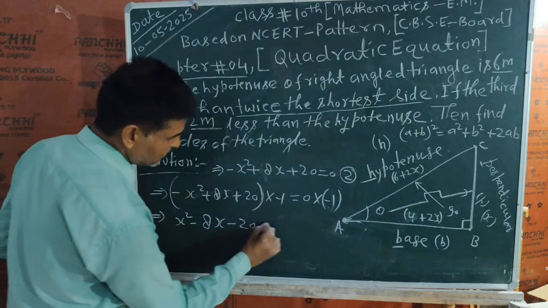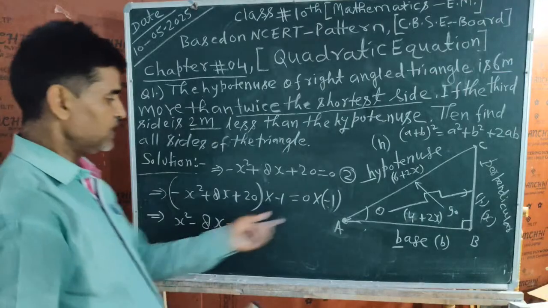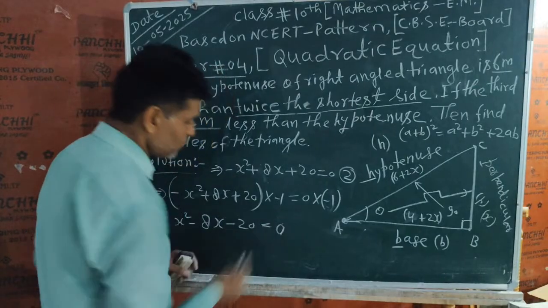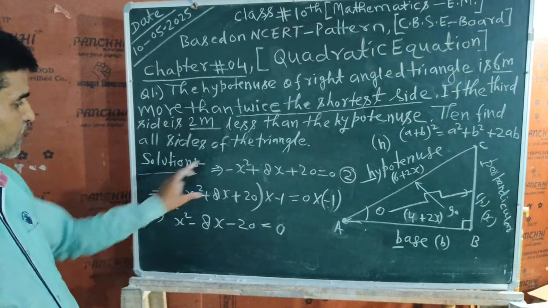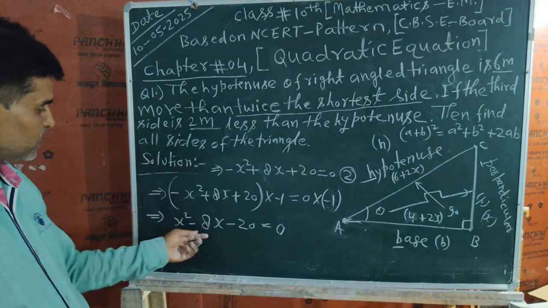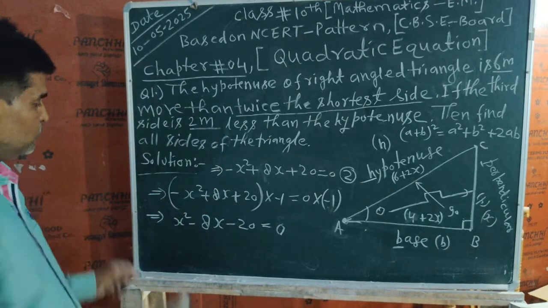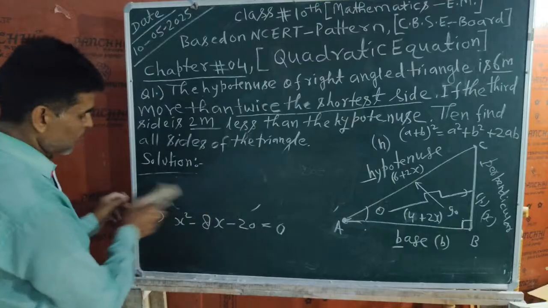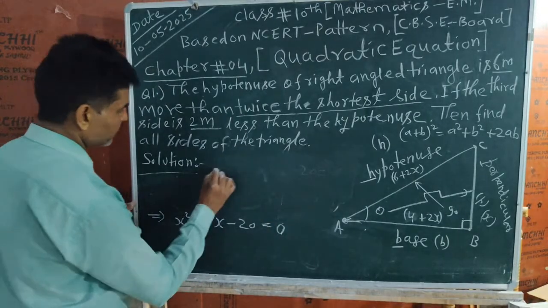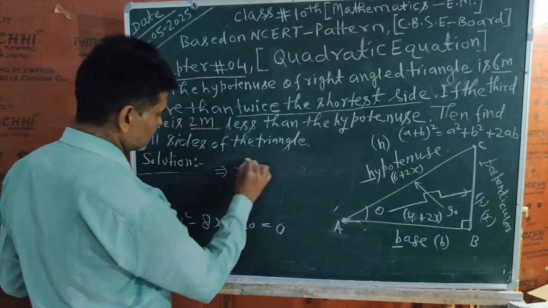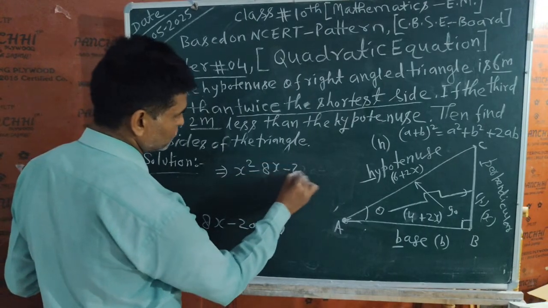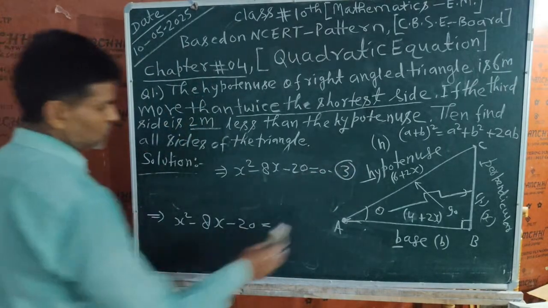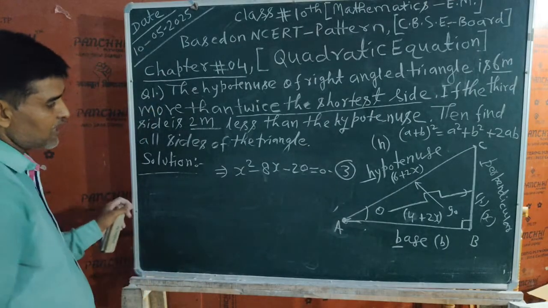This plus and this minus will be minus, so I will write minus 20, which is equal to 0, because any number multiplied with 0 will be 0. So here I will write 0. Okay, student. Further, I have to remove the above information because I have to calculate its value. So I am going to erase it, and after erasing I will write the same data above. Okay student, here I will write x square minus 8x minus 20 is equal to 0. I will call this equation number 3.